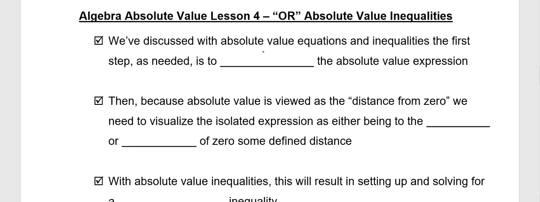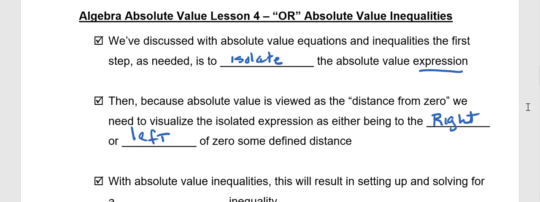So first of all, let's remember that we know already that when we deal with absolute value, the first step we always need to do is to isolate. Now that does not change. We have to isolate the absolute value expression. So whatever is going on outside those bars, we need to use inverse operations and get the bars all by themselves. Once we do that, we can visualize the absolute value expression as being some distance from zero. And by visualizing it, we need to anticipate that that absolute value being some distance from zero can either be some distance to the right or some distance to the left of zero.